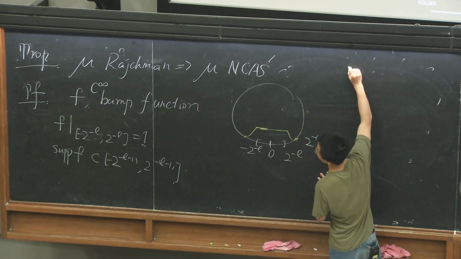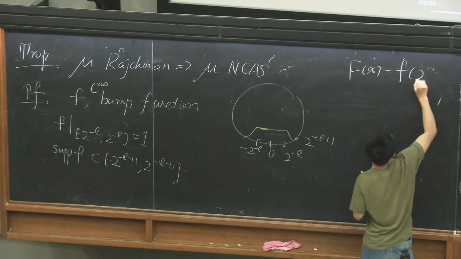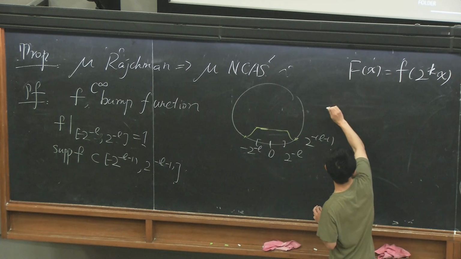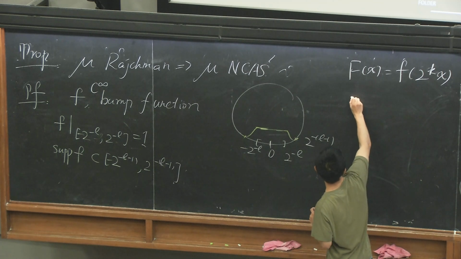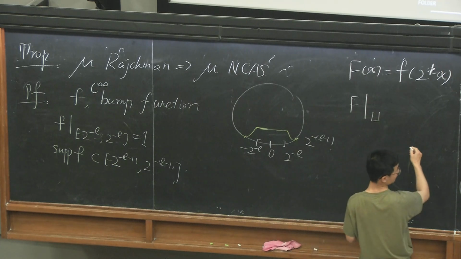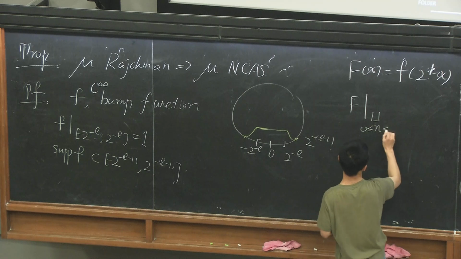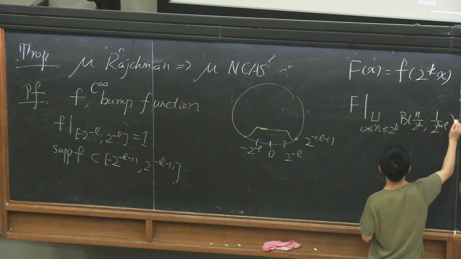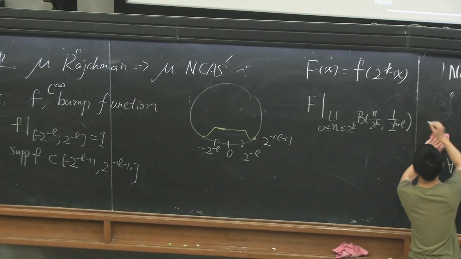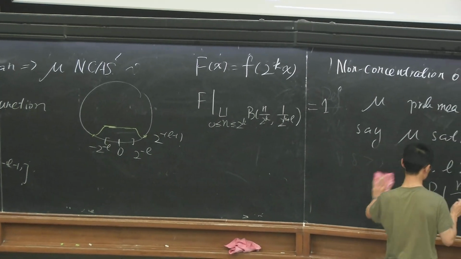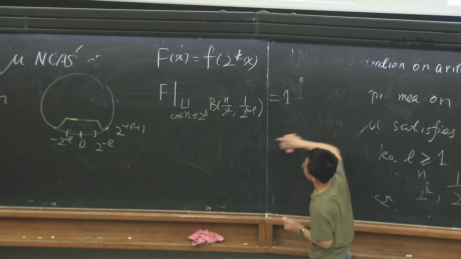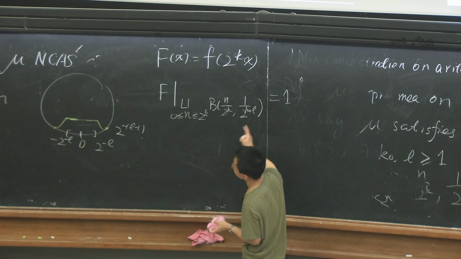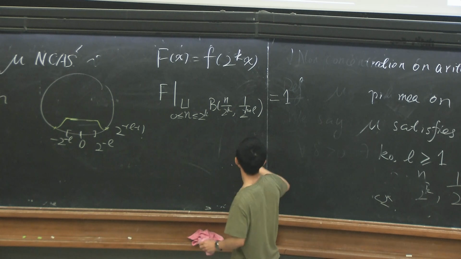Then I define another function, large F of x, equal to small f of 2 power k x. The first thing we need to observe is that F of x restricted to this union is equal to 1. The union over n of the balls B(n over 2 power k, 1 over 2 power k plus L) is equal to 1. That's because if you take some point x inside this interval and multiply by 2 power k, then it will lie in this interval, because you are in the R modulo Z case.